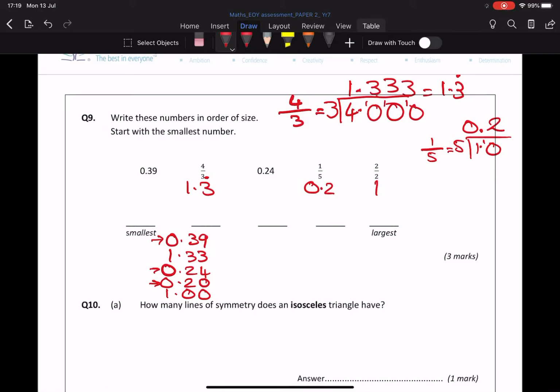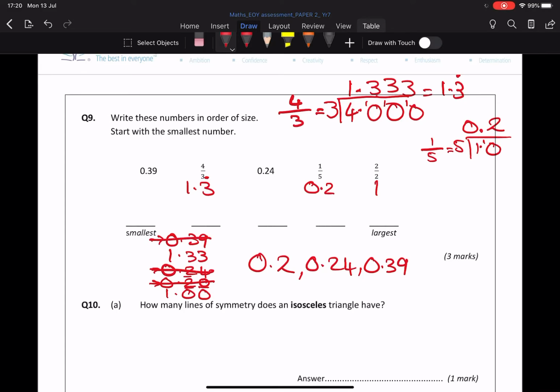The smallest are these 2s. Then I go to the next digit. The smallest is that 0. So my smallest number must be 0.2. I'm going to first of all just write these down here for now. So 0.2 is my smallest. My next smallest would be 0.24, and I'm crossing that off. Then 0.39, I can cross that off.